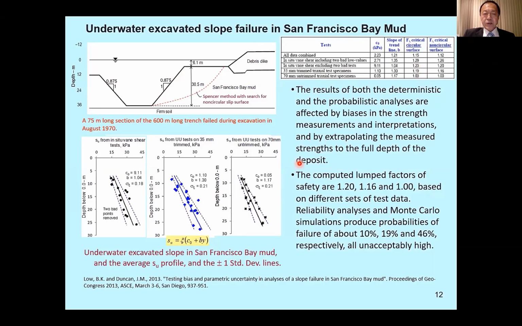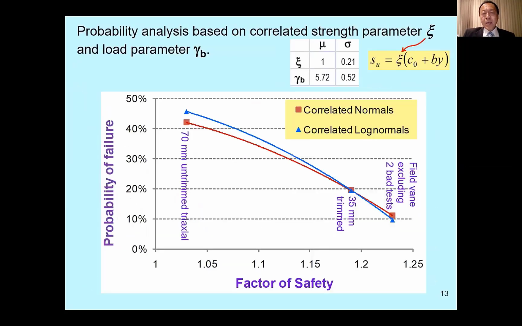Now, come back to the extension from deterministic analysis to probabilistic analysis. We would like to explicitly account for uncertainty. So in that case, we consider the scatter of the data points, and then you can put up plus and minus one standard deviation lines. And the probability of failure based on reliability index is shown on this slide.